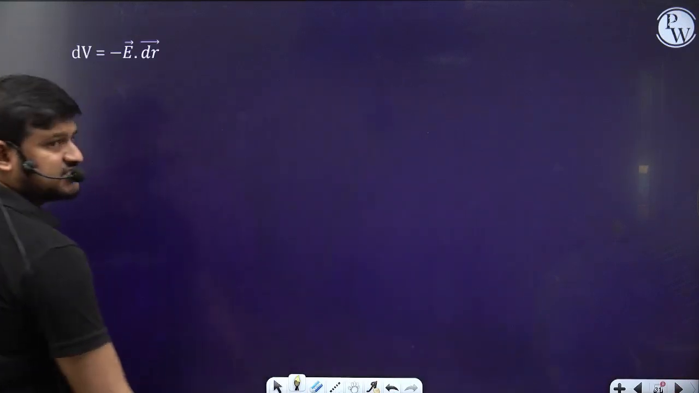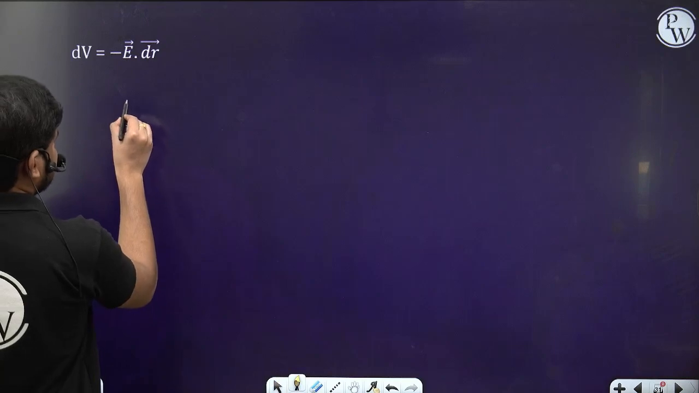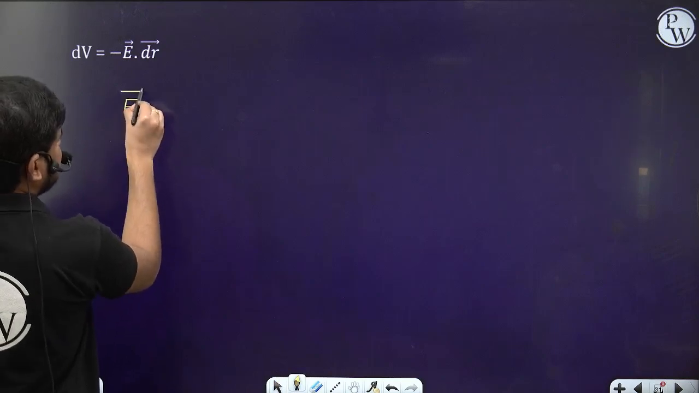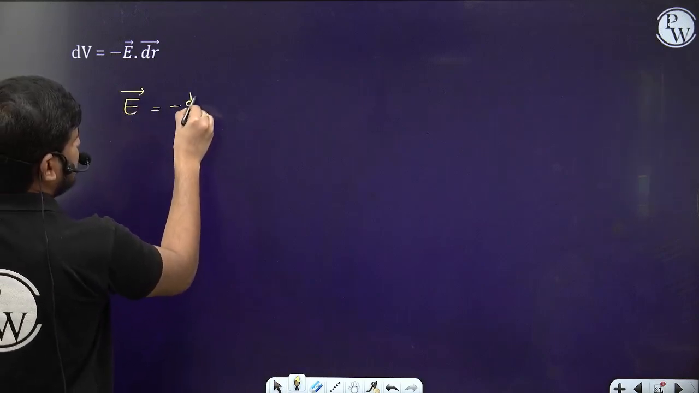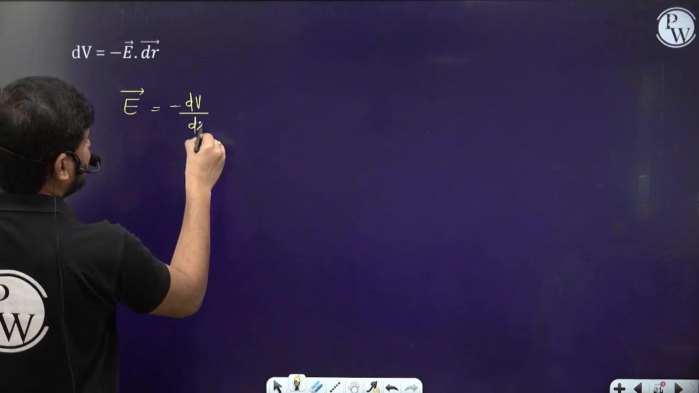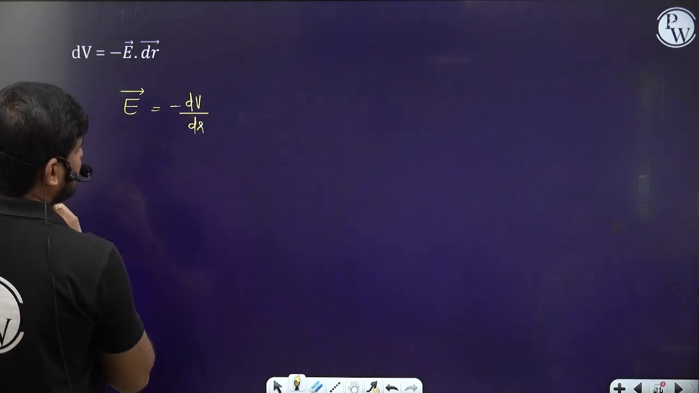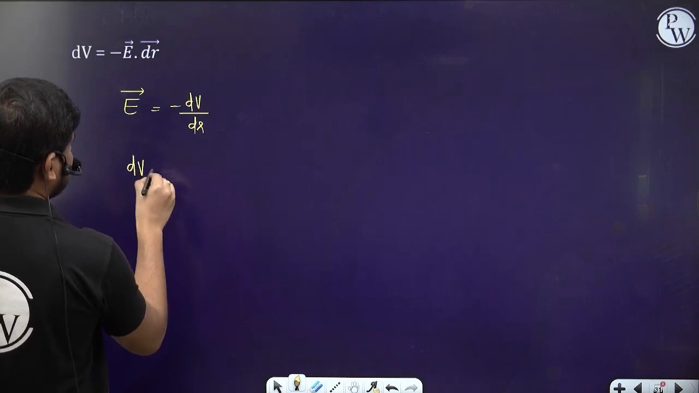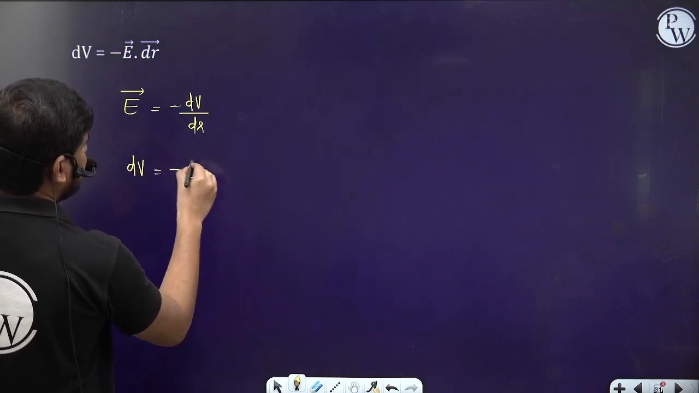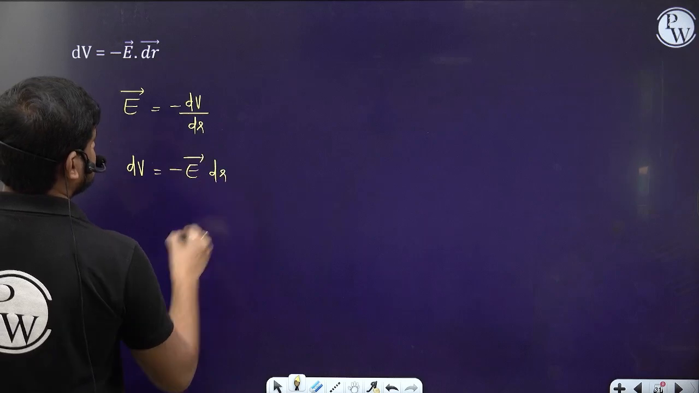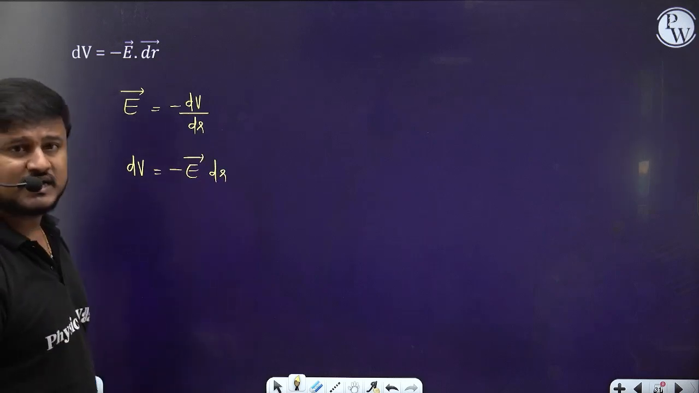See, and the reverse process. We have discussed just now, the gravitational field is equal to minus dV by dr. So don't put a vector quantity here. This is a scalar quantity. So shall I write from here, dV is equal to minus E into dr? So dV is equal to minus E into dr.